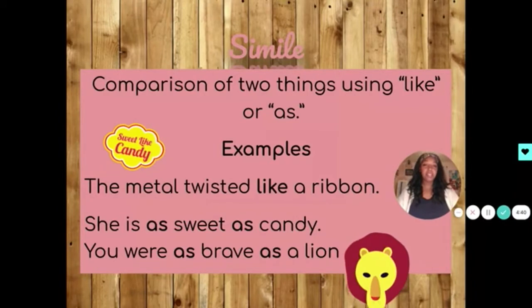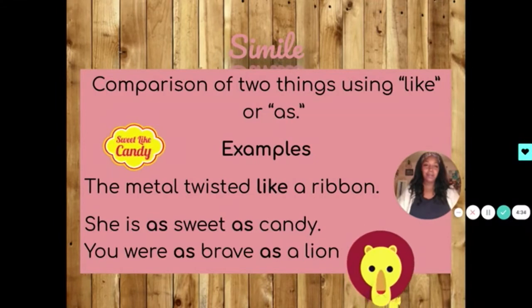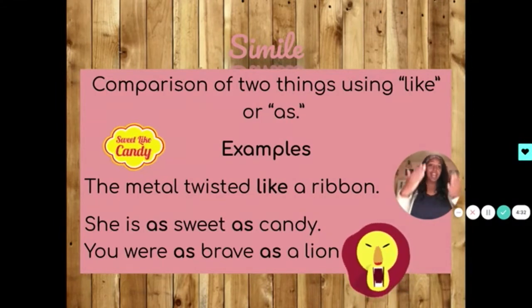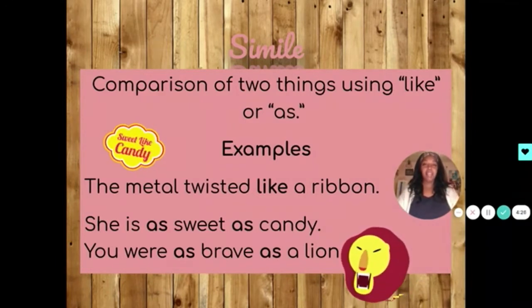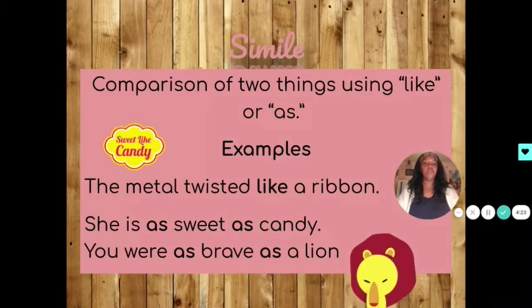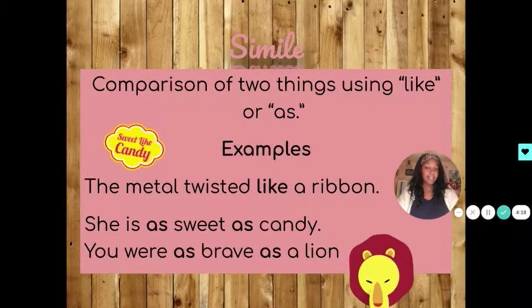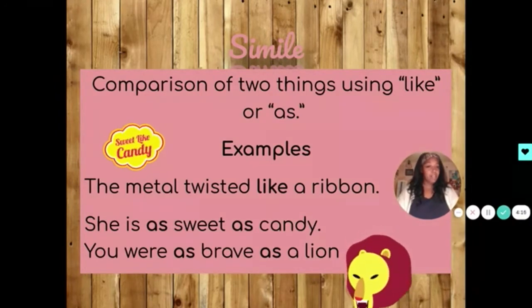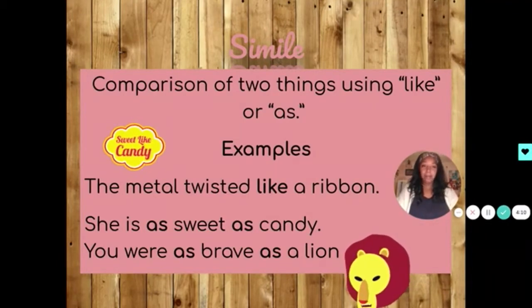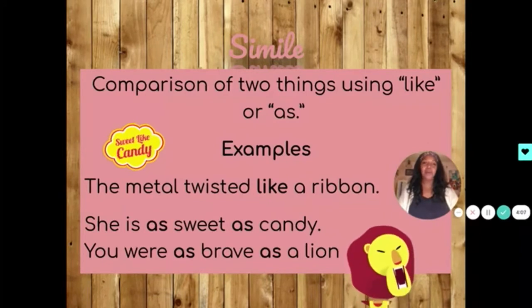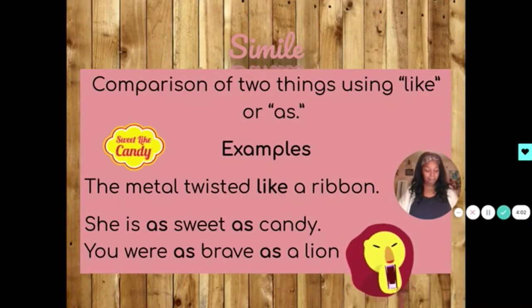Similes are a comparison of two things using like or as. All right, class, you already know what the deal is. Using like or as. Perfect. Some examples of a simile would be: the metal twisted like a ribbon. She is as sweet as candy. You were as brave as a lion. Any questions about simile? No. So one more time, class: using like or as. Good job.